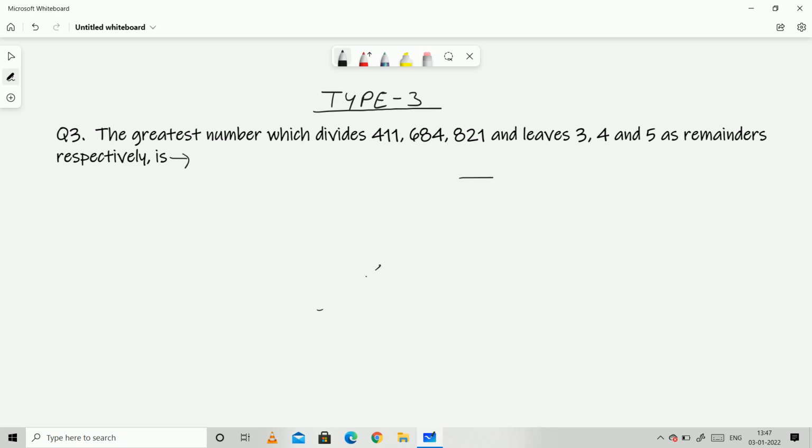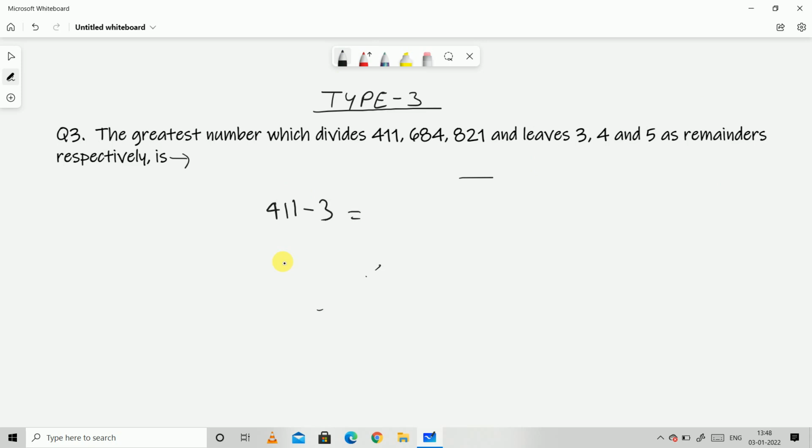So there what we used to do, we used to subtract the different remainders from the numbers and we used to get a common difference that we used to subtract from the final LCM of the numbers. Here what you need to do is, just like in LCM, you need to subtract the remainders from the respective numbers.